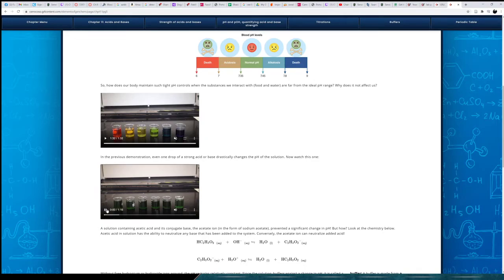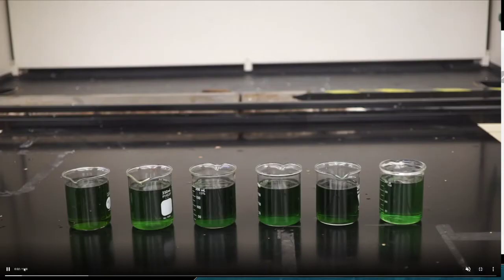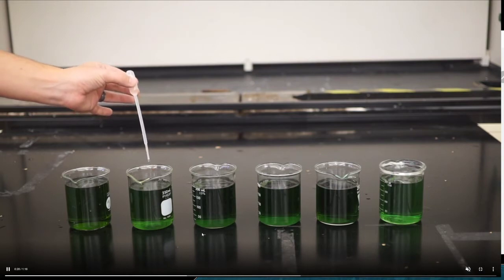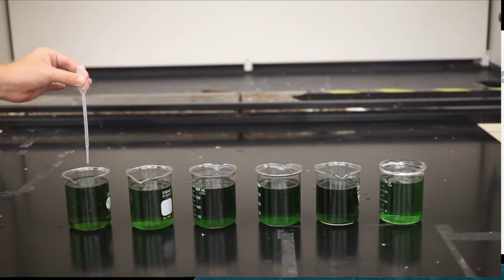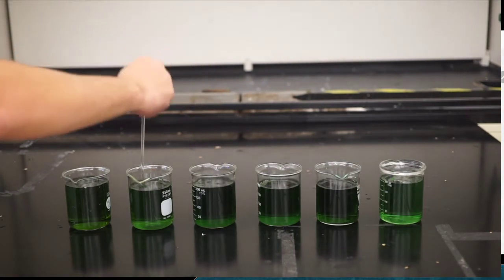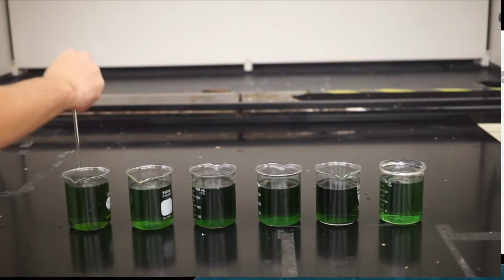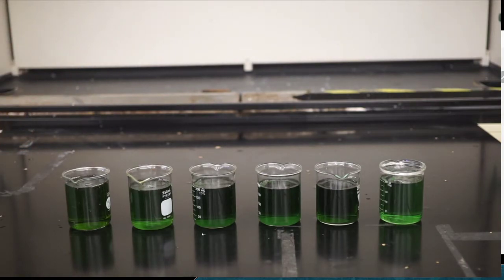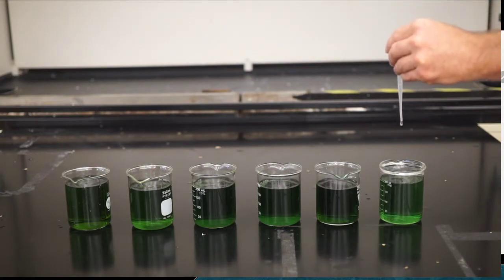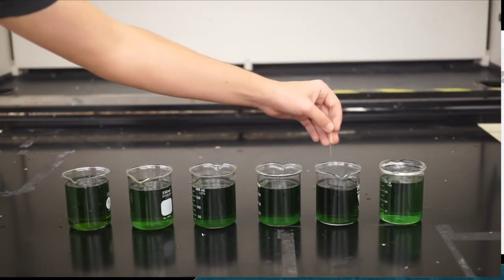If we go ahead and put a buffer in this, we're going to do the same experiment, but now I've buffered these solutions. So here's our 1 drop of acid, 2 drops of acid, or I guess 3, and a kajillion drops of acid. Nothing changes. Miraculous. Let's try the base though, just to make sure. On the base side, a couple drops versus a lot of drops.